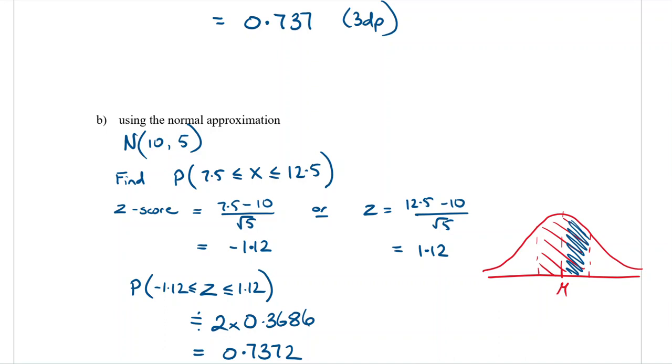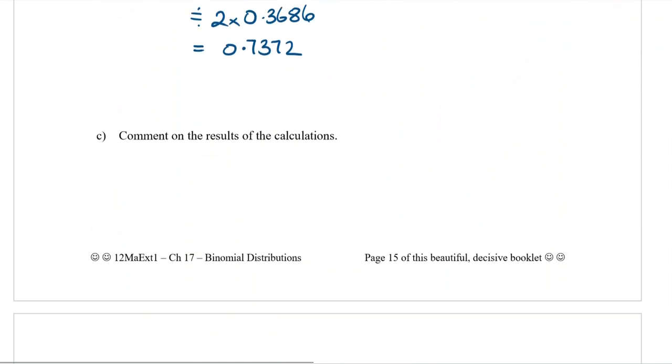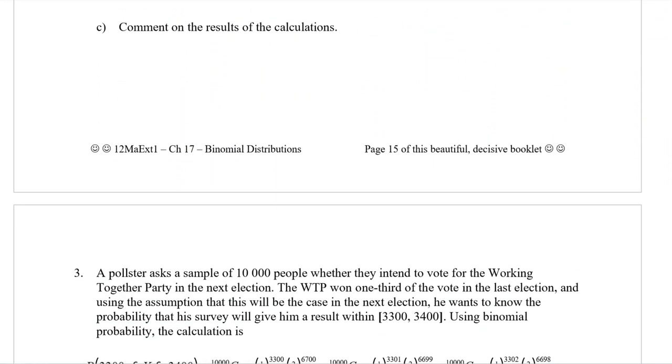Okay, question 3. This is the bigger one. Oh, the part C. Oh, there is a part C. Comment on the results of this calculation. Oh, I think all we want to say in there is that they're both giving us the same thing. It didn't matter whether we used the binomial or the normal distribution, we were getting the exact same result. So both methods give the same result.